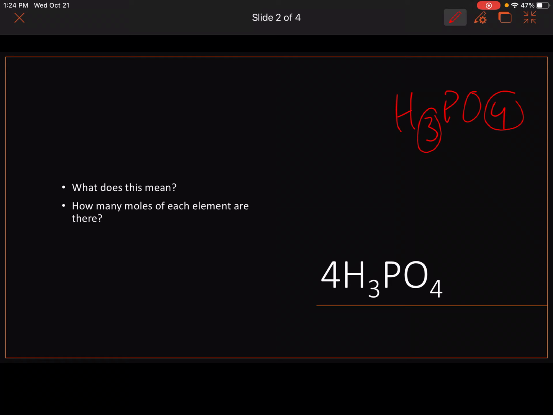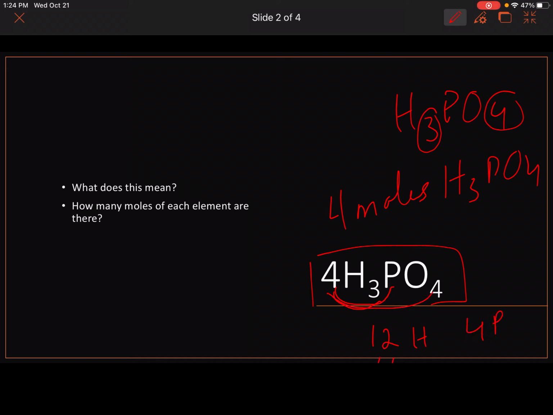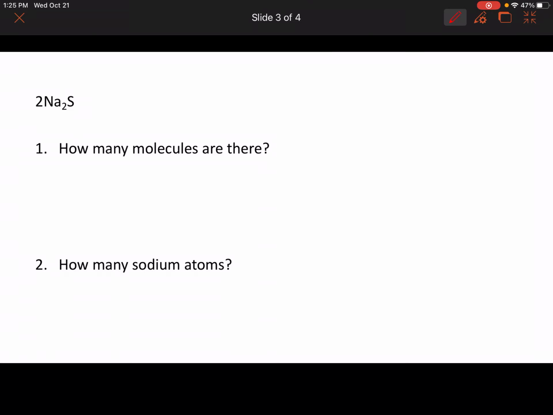So what does it mean to have this big 4 in front? Basically, what this means is that there are 4 moles of H3PO4. So in that case, if I have 4 moles of H3PO4, I'm going to have 12 moles of hydrogen. The 4 is going to distribute out: 4 moles of the phosphorus, and then of the oxygen, I'm going to have 16 moles of the oxygen. Okay, so I have to distribute that big 4 out, and it's going to change how many moles I have.